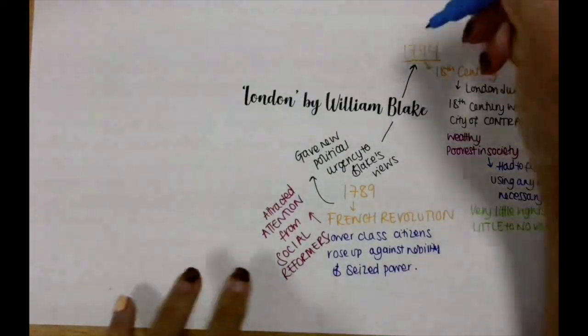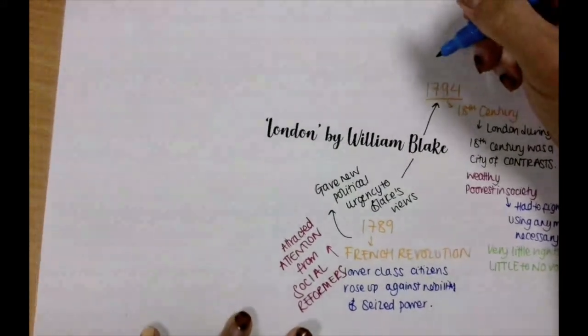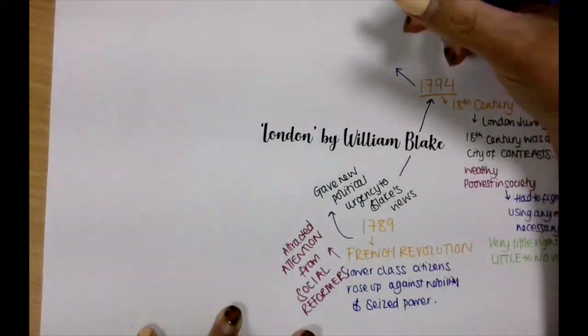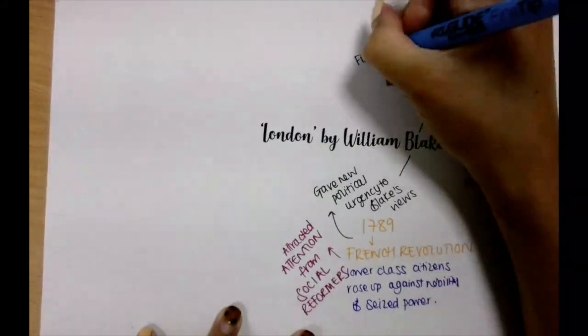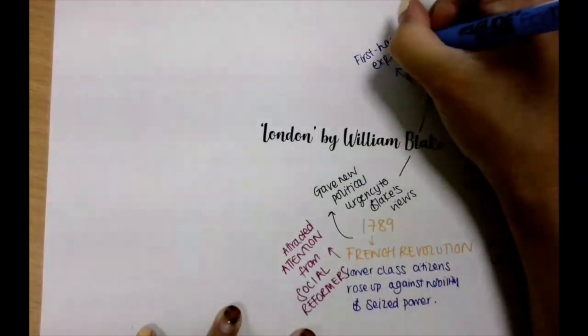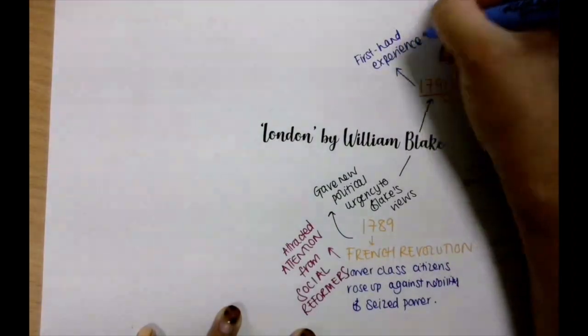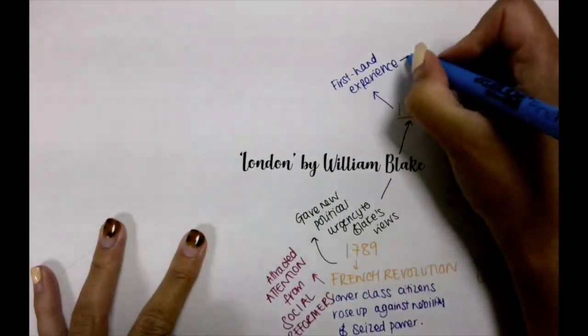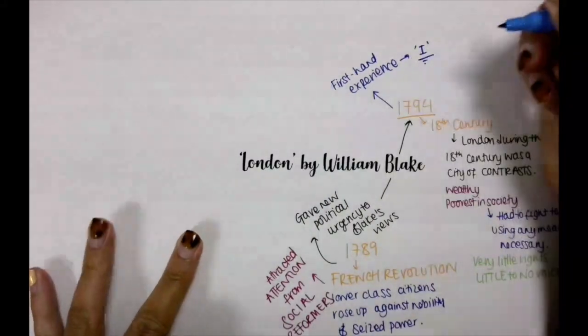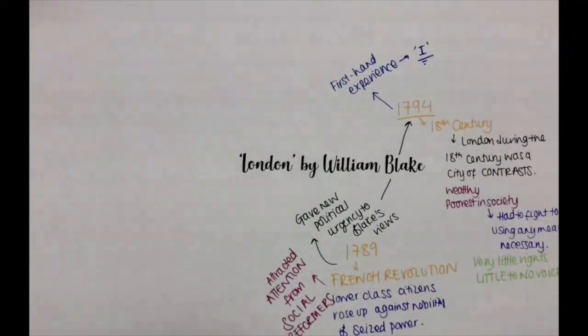At this time then, in 1794, Blake lived and worked in London. Okay, so he would see firsthand what was going on. So this was written from first-hand experience. And we see this primarily through the use of the first-person pronoun that Blake used throughout the poem. "I wander through each charted street near where the charted Thames does flow." And he keeps repeating the things that he has seen.